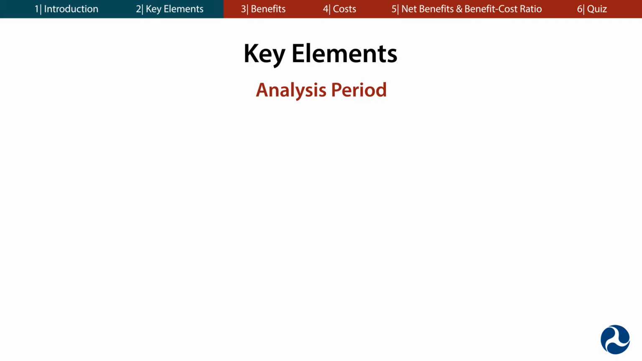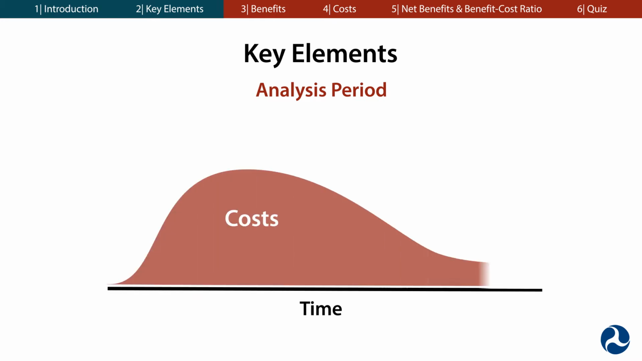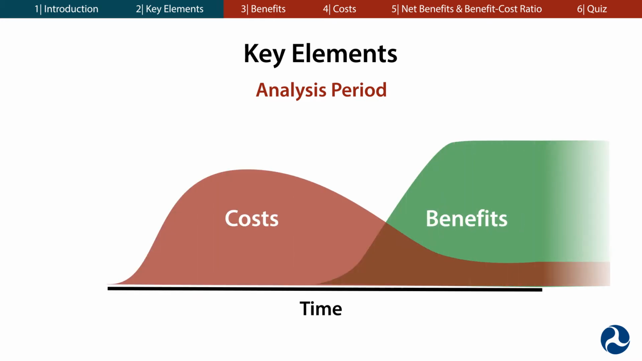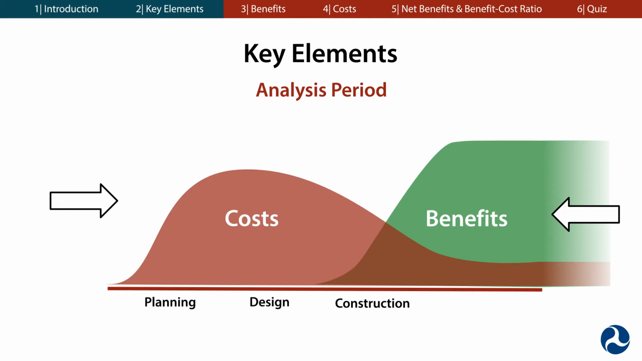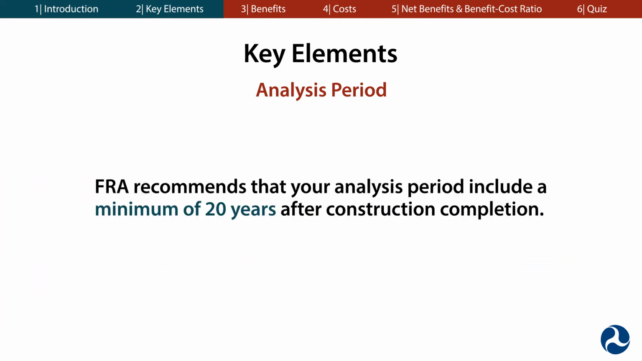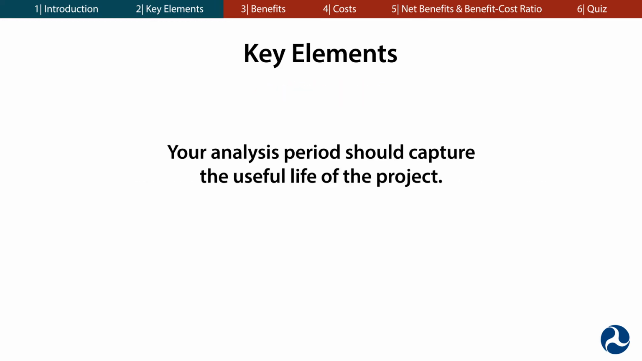Another fundamental element of BCAs is the analysis period. The analysis period is the time over which the costs of your project are incurred and the benefits of your project are accrued. Many projects involve large capital expenditures up front, but their resulting benefits may not be fully realized for many years. To capture this dynamic, the analysis period should encompass the full construction period and an additional operating period during which the benefits and any recurring costs are realized. FRA recommends that your analysis period include a minimum of 20 years after construction completion. Your analysis period should capture the useful life of the project.